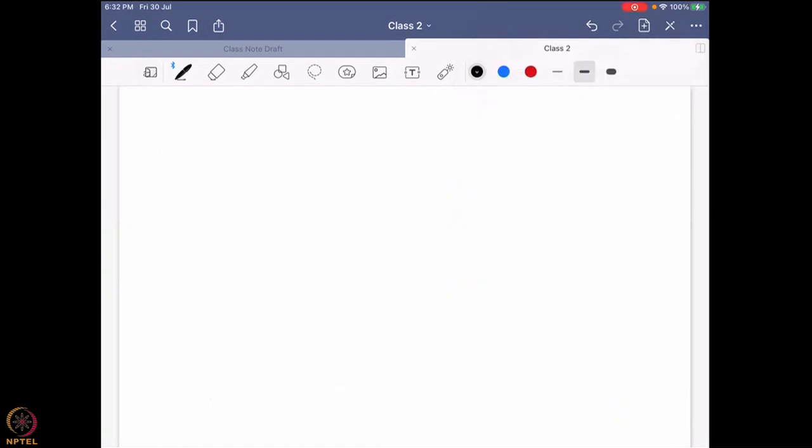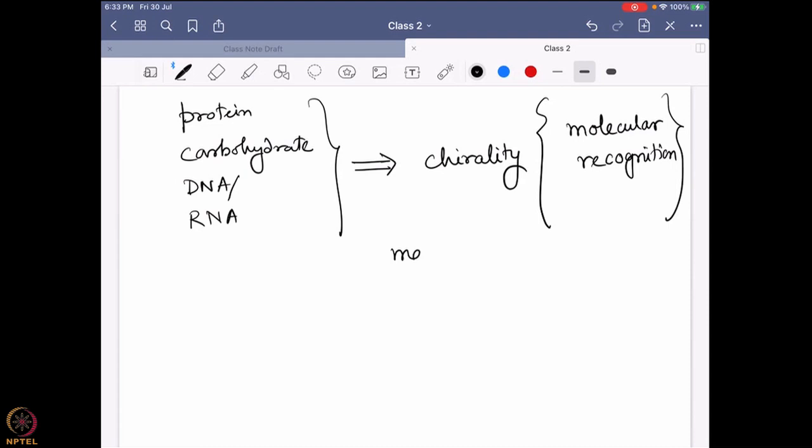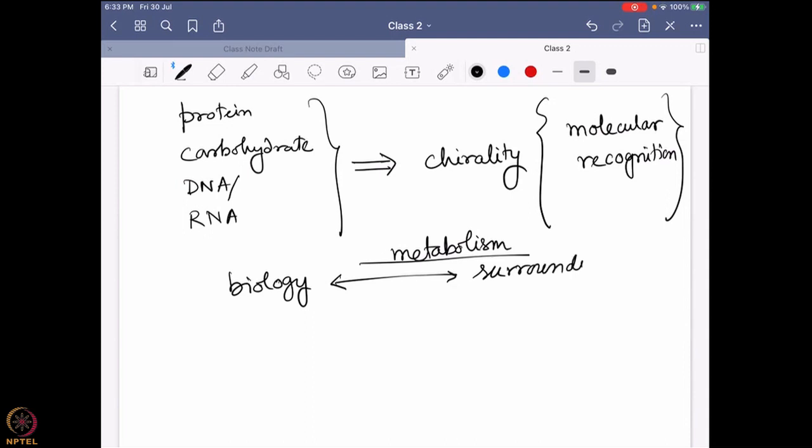We have protein in biology. We have carbohydrate in biology. We have DNAs and RNAs in biology, and all of them use chirality as one of their very important tools to do molecular recognition. And this molecular recognition is very important, not only for their metabolism, but also because that is how biology interacts with the surrounding atmosphere. Right. So we found that biology has a chiral environment.